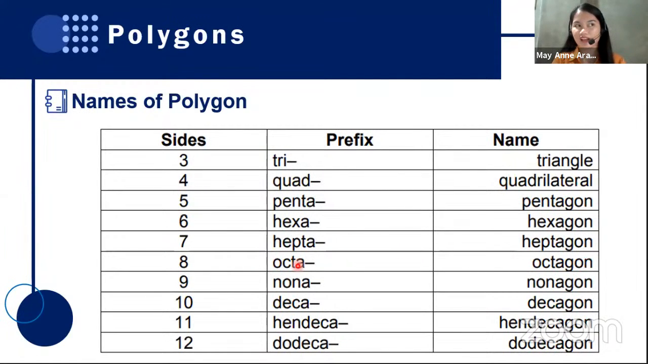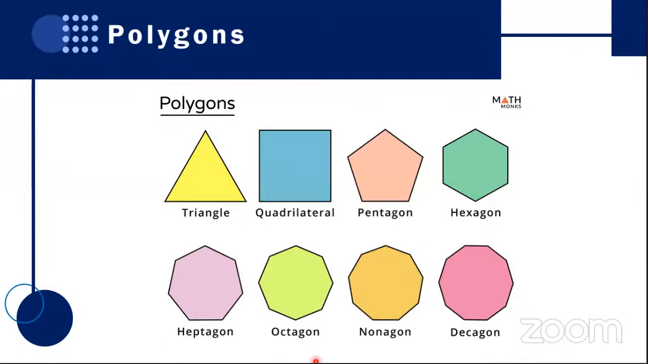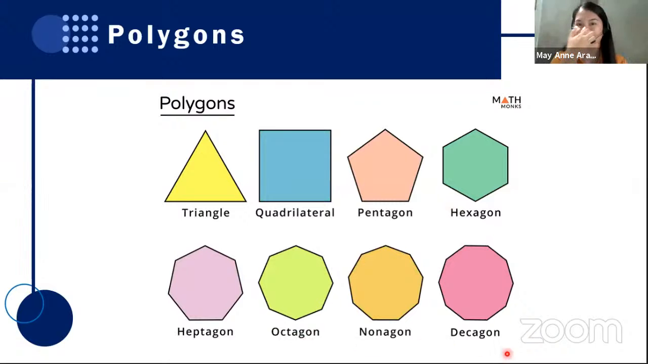And 8, octa. You know octa, 8, octagon. And 9, nona, nonagon. 10, decagon. 11, in some, it is called undecagon. And for 12, the dodecagon. Okay. And for some other polygons, they are called n-gon. Okay, these are the illustrations of the polygons. We have there the triangle, the quadrilateral, the pentagon, hexagon, heptagon, octagon, nonagon, and decagon.